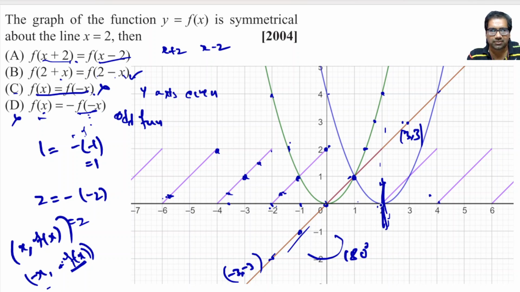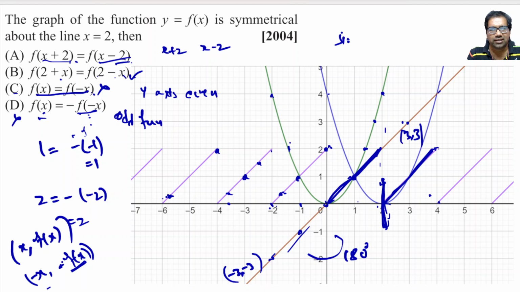Symmetric with respect to this line means the graph should have been something like this. But it is not like this, it is like this. These two lines are clearly not symmetric with respect to this line. Right, f of x plus 2 equal to f of x minus 2 is kind of a periodic graph.